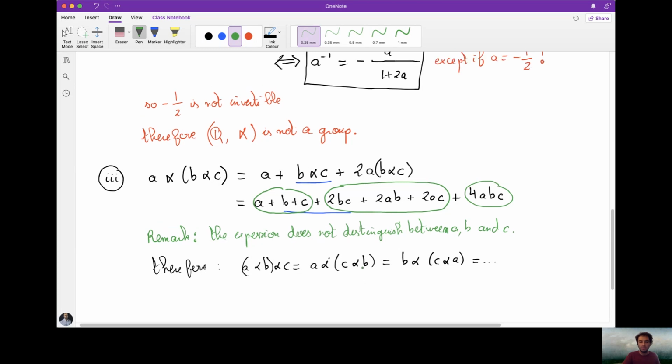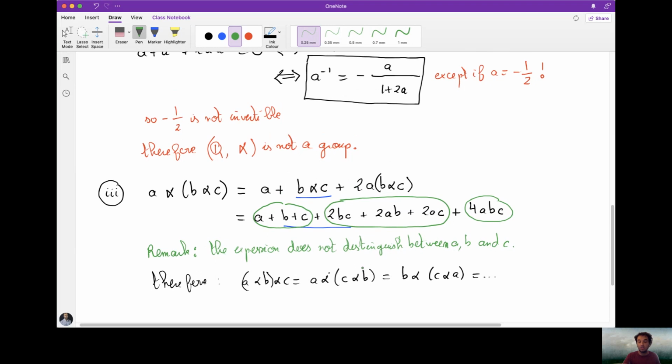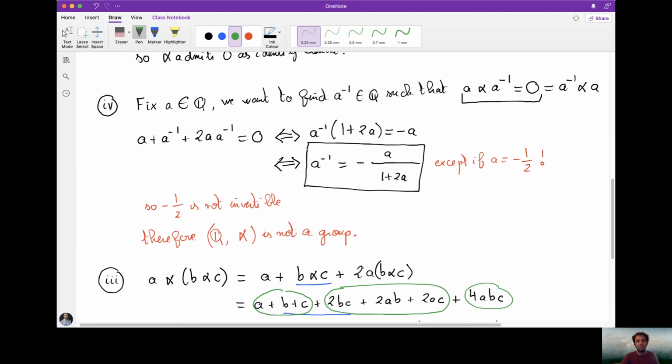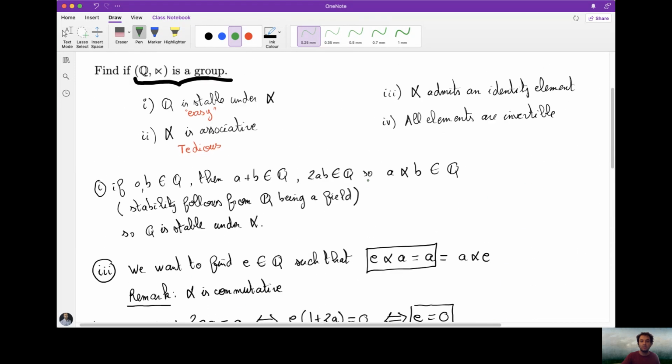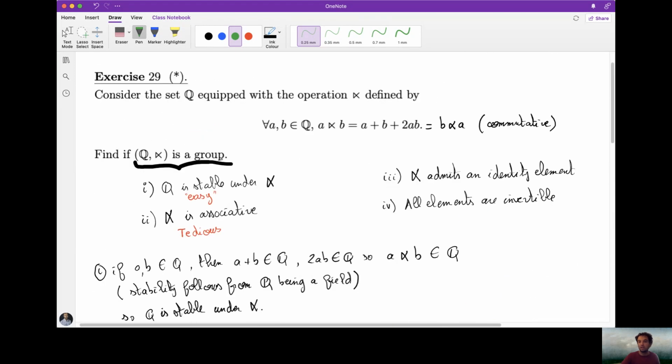But in any case, I insist here, associativity was not something that you had to solve because you had already realized here that not all elements are invertible, and therefore our initial question, whether it was a group, the answer was no, okay?